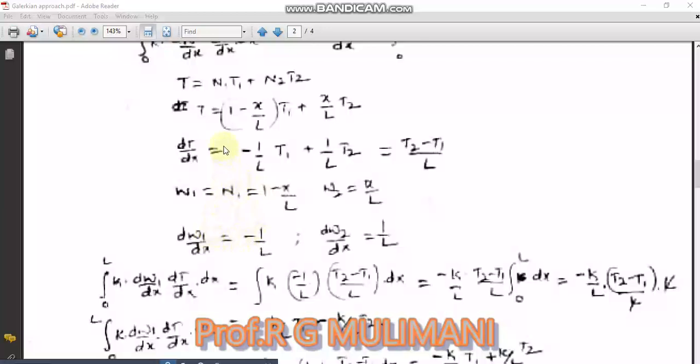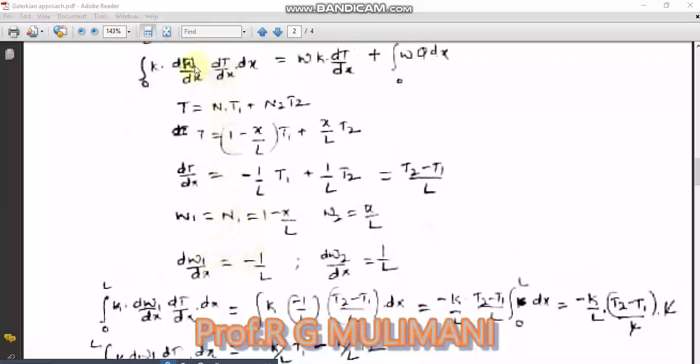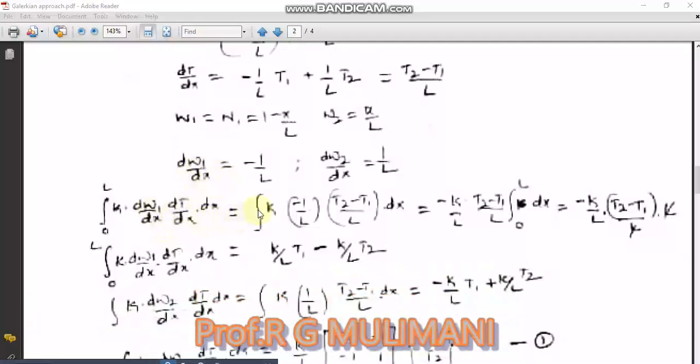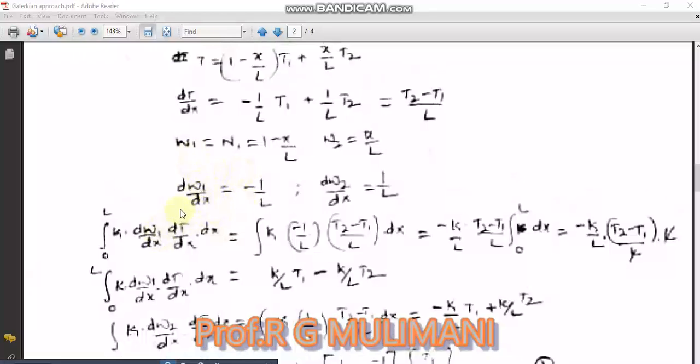So we have dw by dx. Now we have two terms, dw1 by dx and dw2 by dx. The two terms can be written in the form of a matrix. Now we have dt by dx. Similarly, let us substitute the known values here, dw1 by dx.